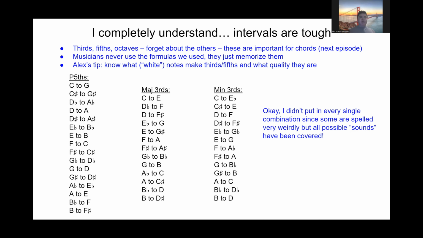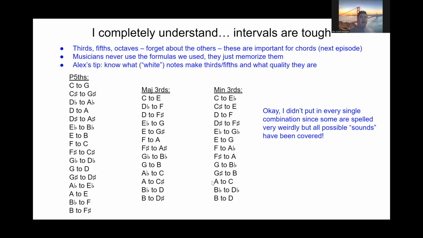And a really helpful tip is know what white note pairs make thirds and fifths, and know what quality they're going to make. So we know that for the perfect fifths, all of these white note pairs are going to be perfect except B and F, and we therefore need B flat to F or B to F sharp to be a perfect fifth. What about the thirds? Well, C to E, F to A, and G to B are major. D to F, E to G, and A to C are minor. You see how little information that was to actually memorize?